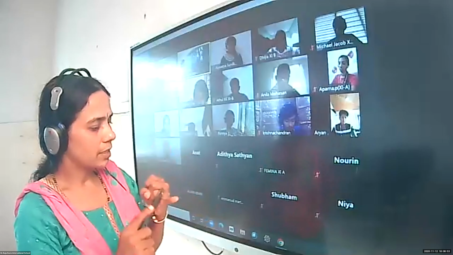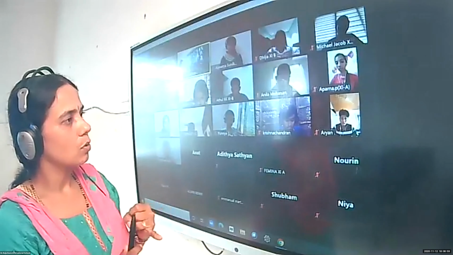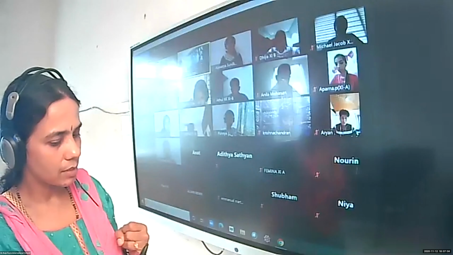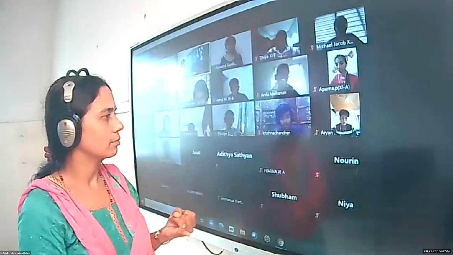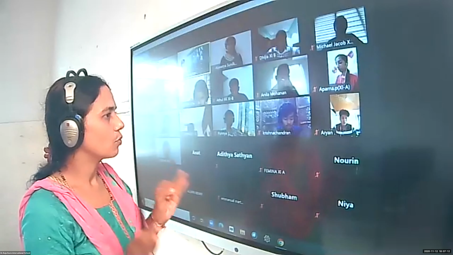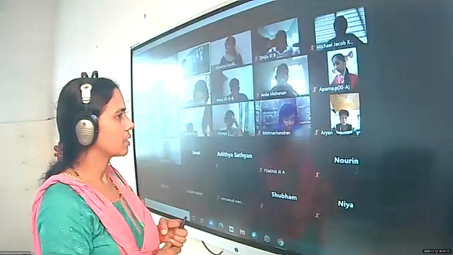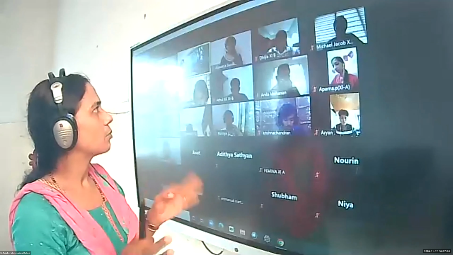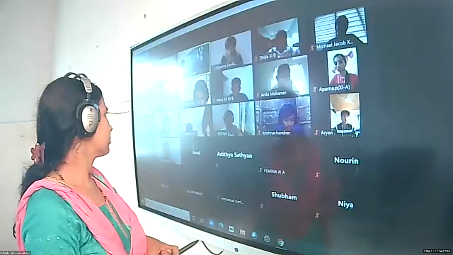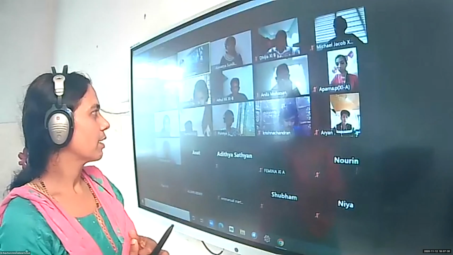So we learned the equation of a circle: x minus a the whole square plus y minus b the whole square is equal to r square, where the center is a comma b and the radius is r. Then we learned about parabola: y squared is equal to 4ax, y squared is minus 4ax, x squared is equal to 4ay, or x squared is equal to minus 4ay. With this, the parabola topic is over. Next we have to start with ellipse, which we will discuss in tomorrow's class.